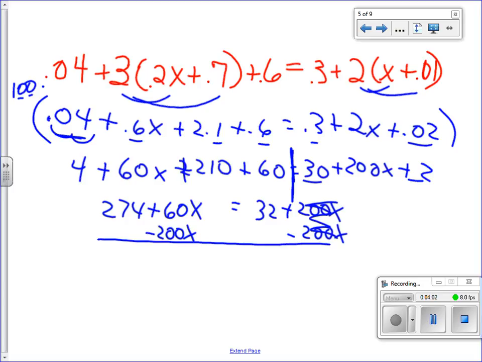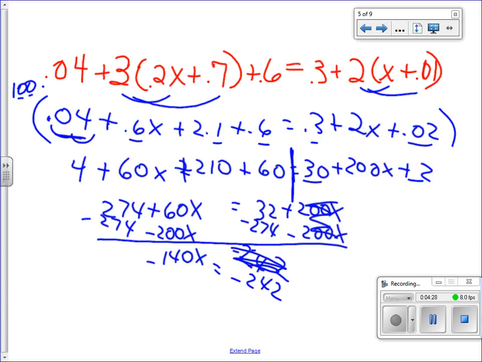All right. This is going to give me what now? Negative 140x. And so I'm going to move this to the other side. So that's going to be subtract 274. So that's going to give me a 2. That's going to give me a 4. That's going to give me a 2. So it's going to be a negative 242. So that's it right there.